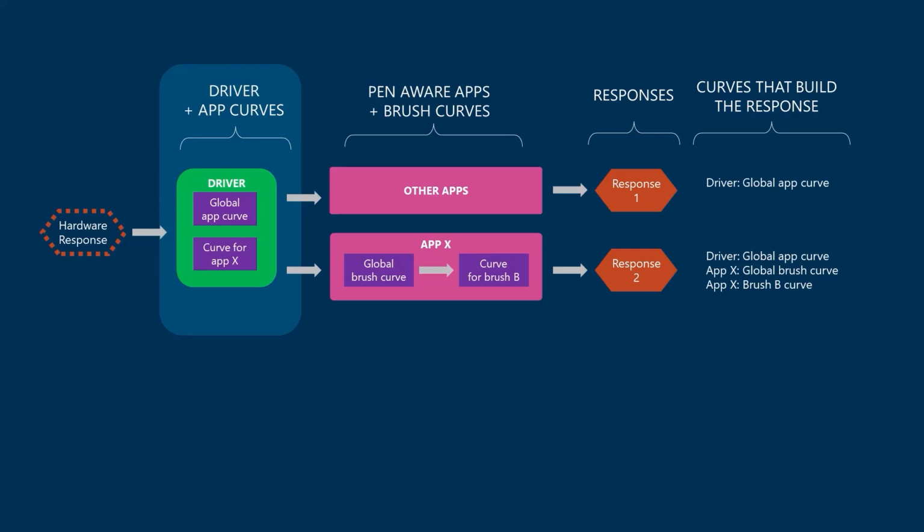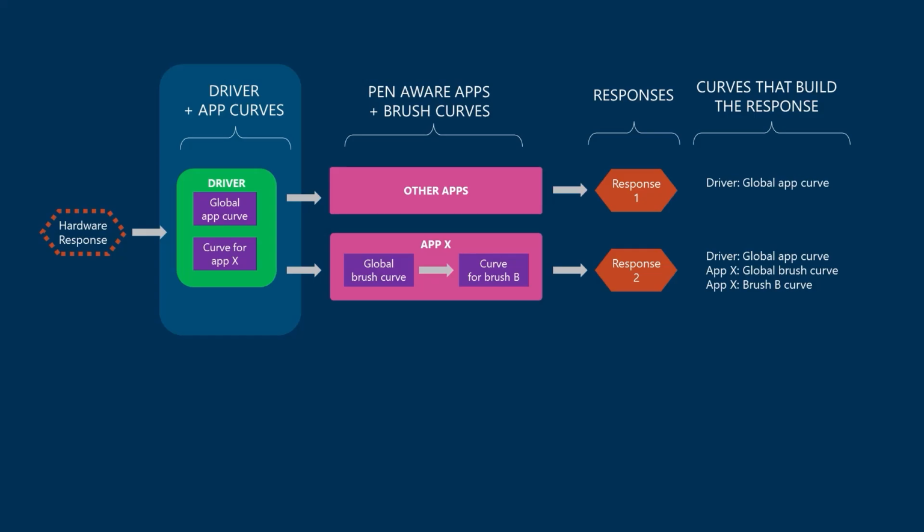The first place logical pressure data lands is in the driver. All manufacturer drivers implement a global application pressure curve. This will be applied to all applications that are pen aware. Drivers also let you define a pressure curve for use with a specific application, here designated as application X. So if you use application X, that curve will be used. If you're using some other pen aware application, then the global application curve will be used.